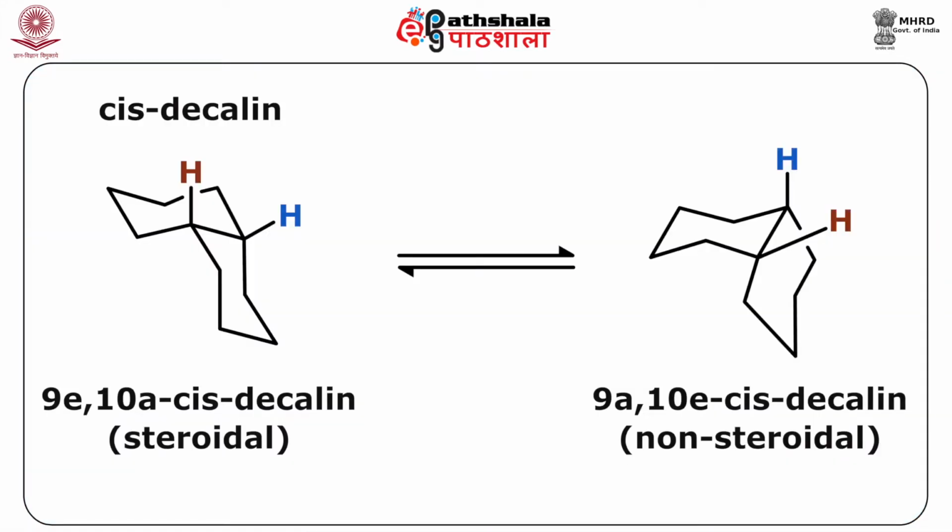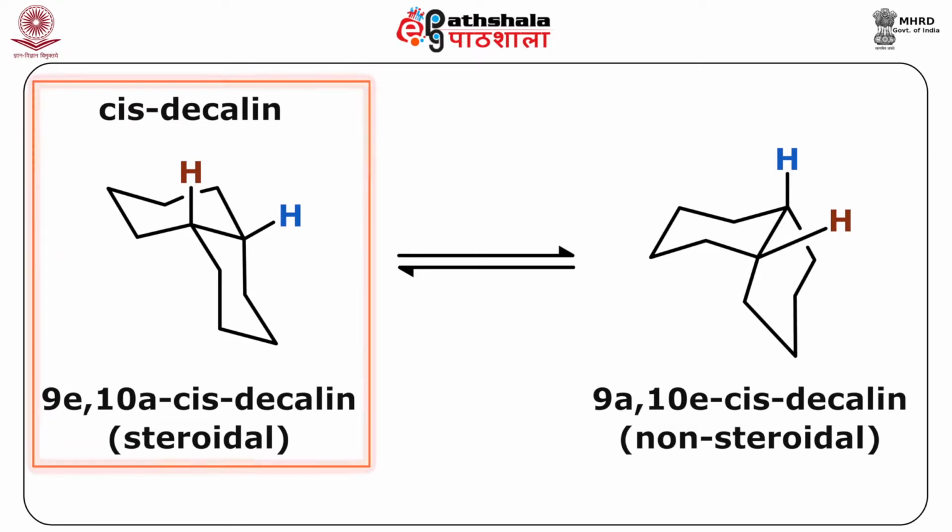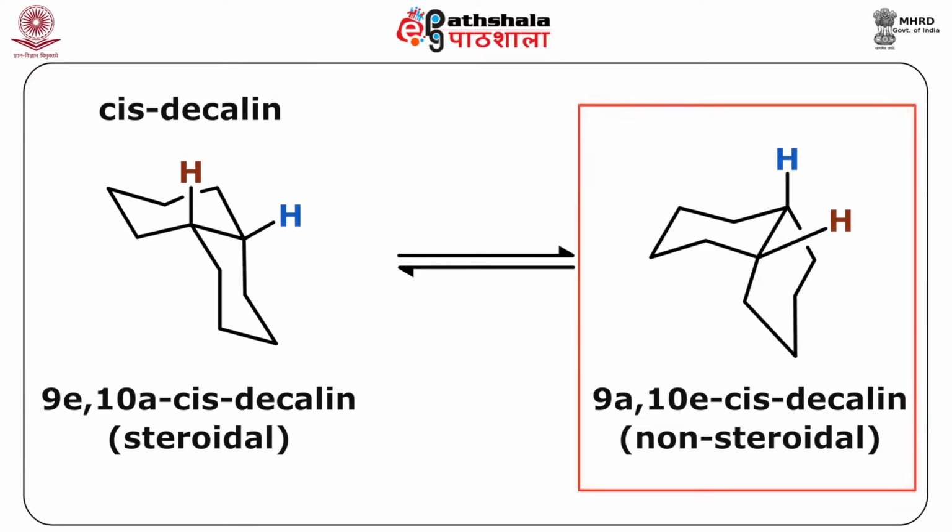In these natural products, the cis isomer actually exists in a particular conformation. That means the ring flipping does not happen here. So, the particular conformation in which the cis isomer exists is specific to these natural products, and this happens specifically in steroids. Thus, the conformations of cis decalin can now be classified as steroidal or non-steroidal on the basis of their occurrence in these natural products.